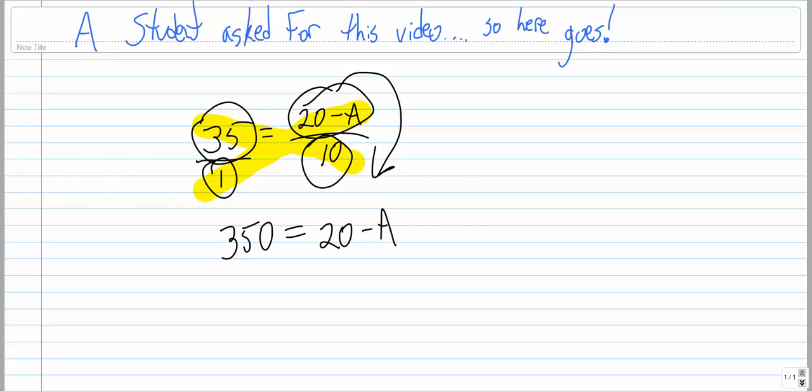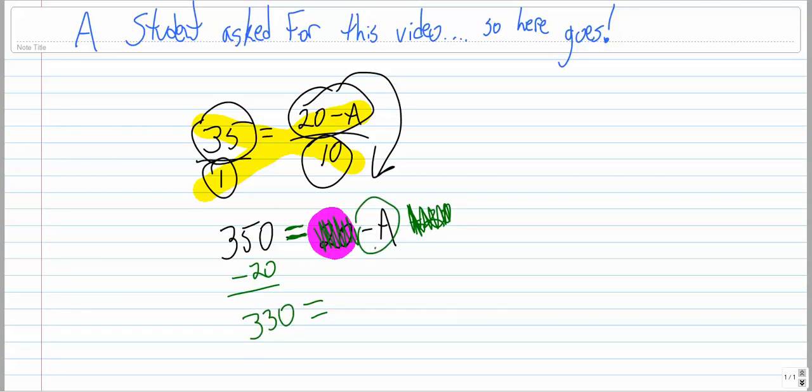The next thing I'm going to notice is that I've got this 20 here, and it's positive. How do you get rid of a positive 20? You subtract 20 from this side. But since this is an equality, since there's an equal sign here, if I subtract 20 from one side, I've got to subtract 20 from the other side. So on this side, my 20s cancel out, positive 20 and negative 20. And on this side, 350 minus 20, that is 330.